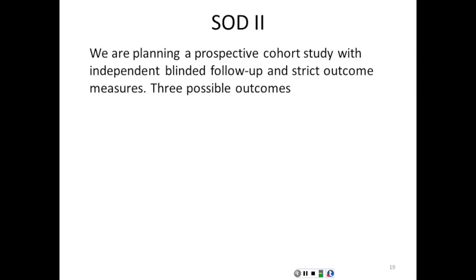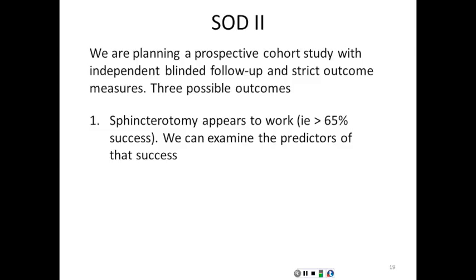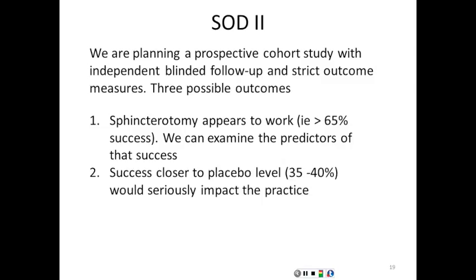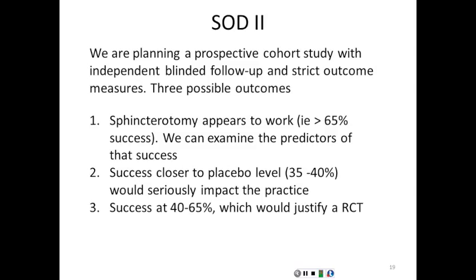It seems to us that there might be, in this observational study, three possible outcomes. One, it looks as if it works. In other words, we've got about 65% plus success. And if that's the case, then we've got a cohort in which we can look at the predictors, the things that actually make it more or less likely for them to be successful. Or the success may be closer to the placebo response, in which case we would have to ask whether this practice is legitimate. Or we'll have something in between, in which case I think we could justify a full-scale randomized controlled trial, which will take a while and a lot of funding to do.